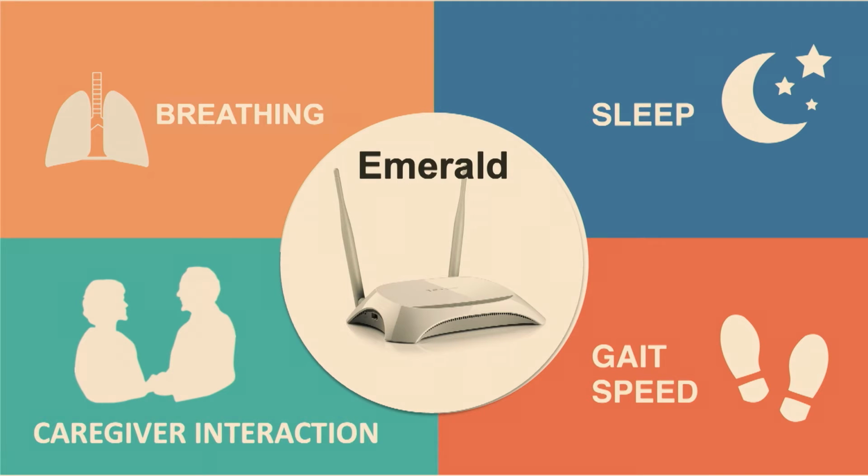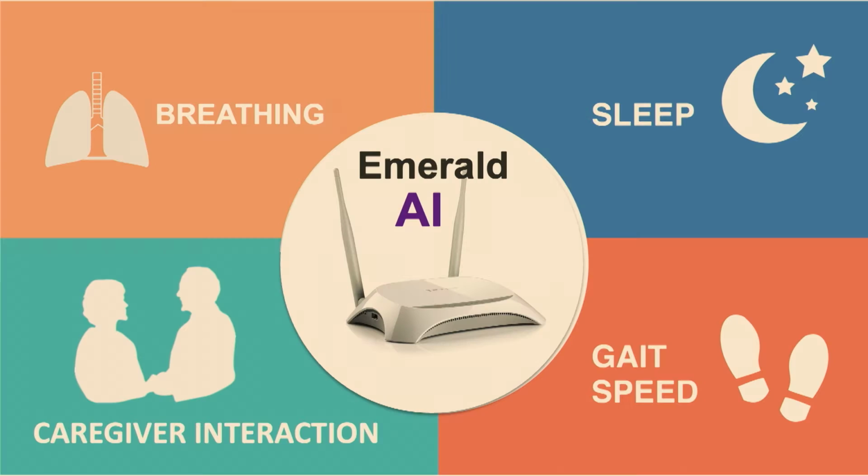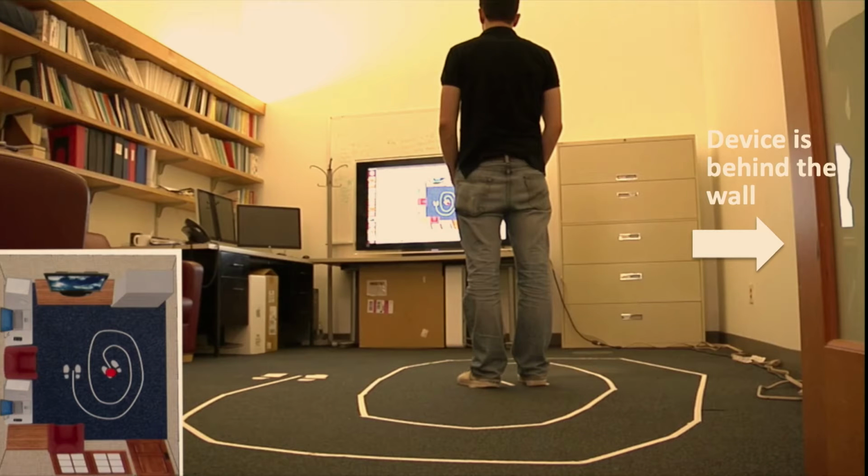And indeed, we can. We call this box the Emerald box. It looks like a Wi-Fi box, but it has internally neural network systems that analyze these radio signals that bounce around to extract these physiological signals, from vital signs to sleep to motor symptoms and others. So let me show you a few examples of this.